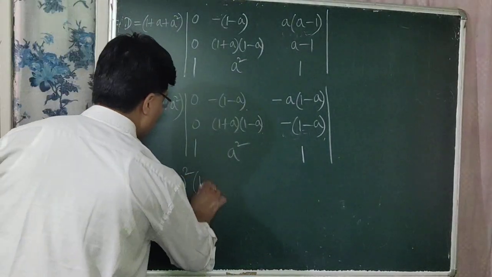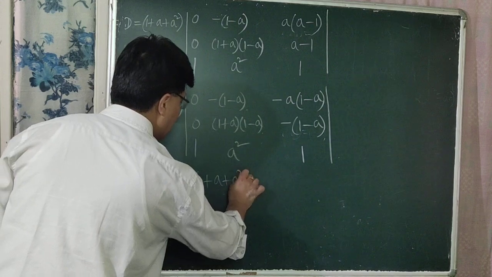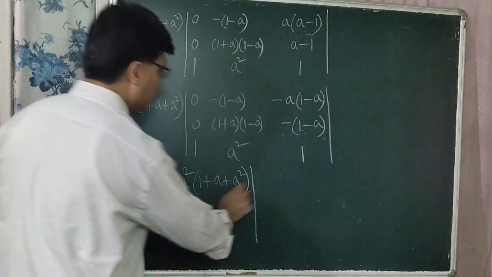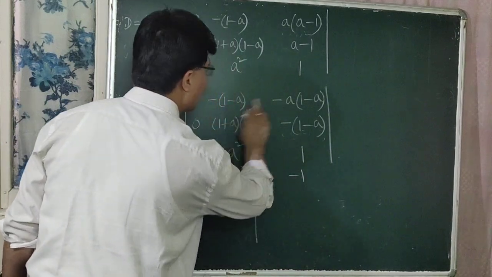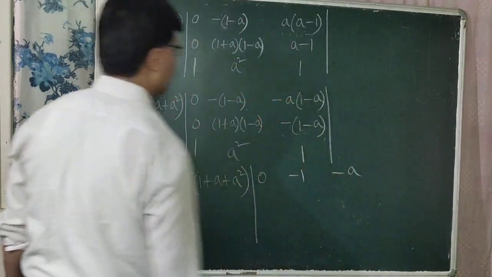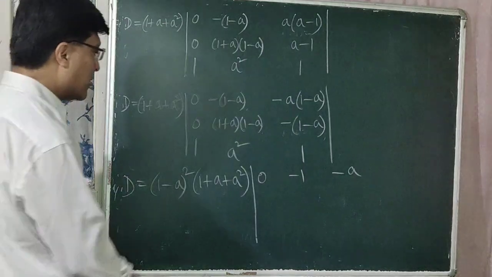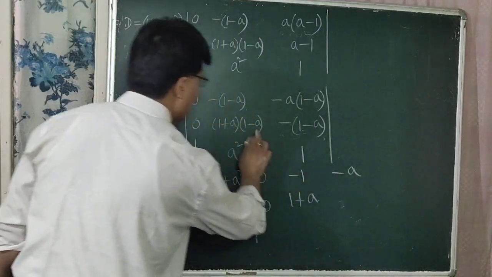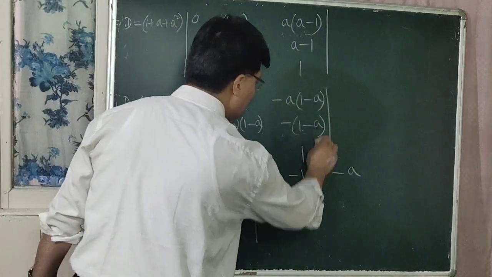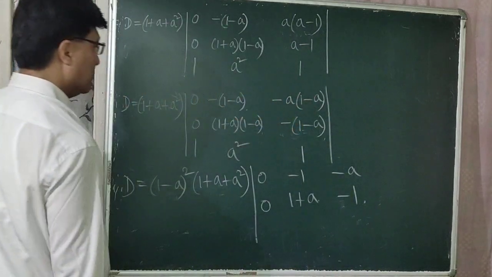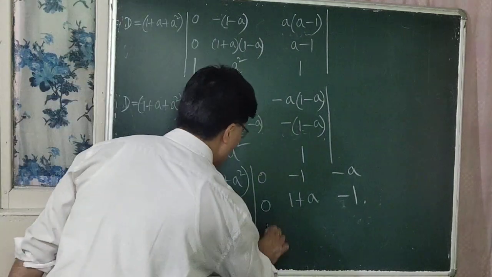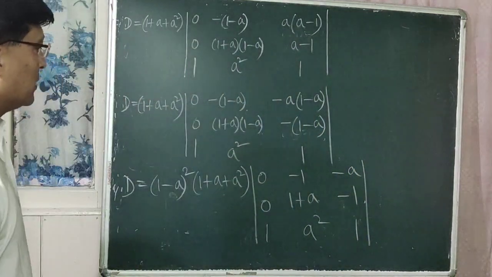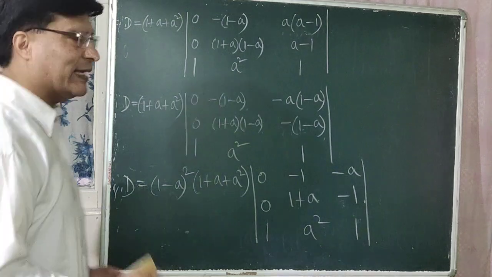So now 1 plus A square. Now what is the first row? New first row will be 0, minus 1, and this is minus A. Next, what is the new second row? 0, this one will be 1 plus A, 1 minus A is taken outside, this is minus 1. Then what is the last row? 1, A square, 1. I think you have understood it. Now you can expand it.